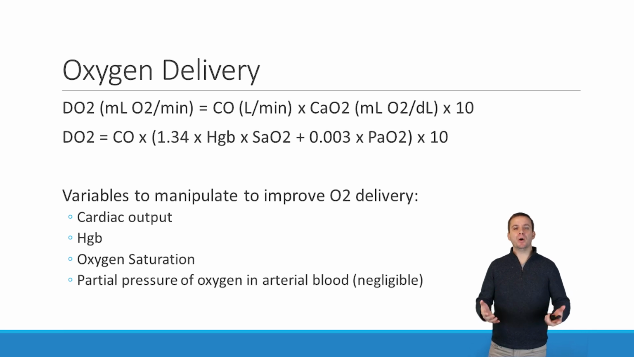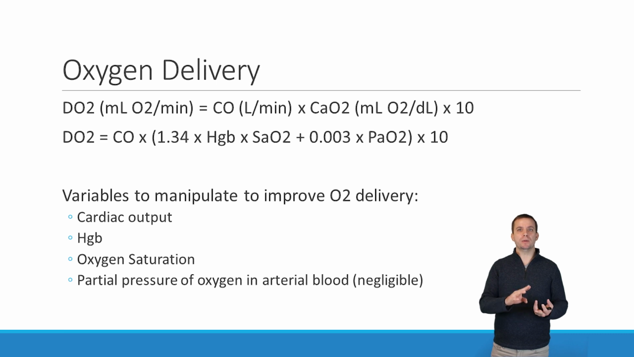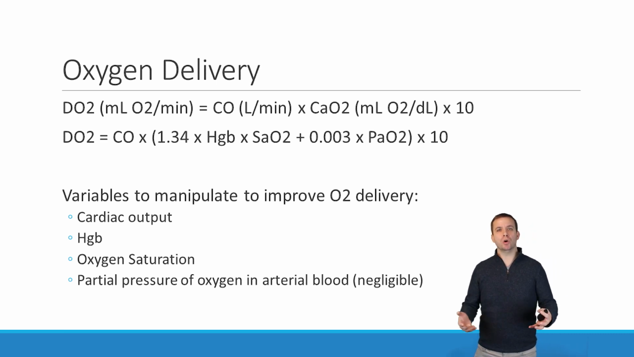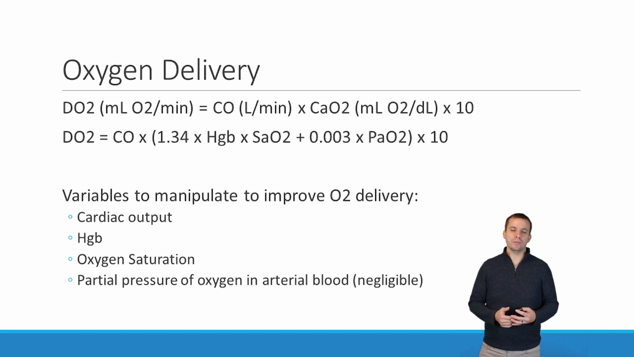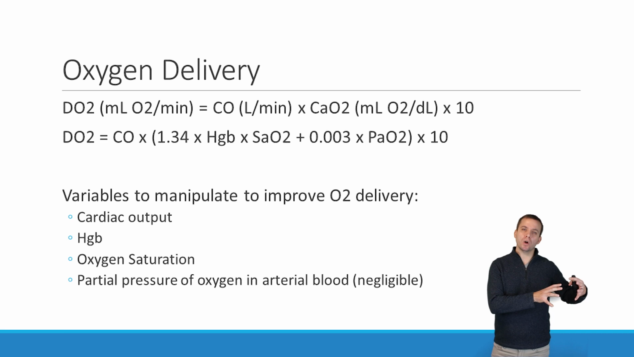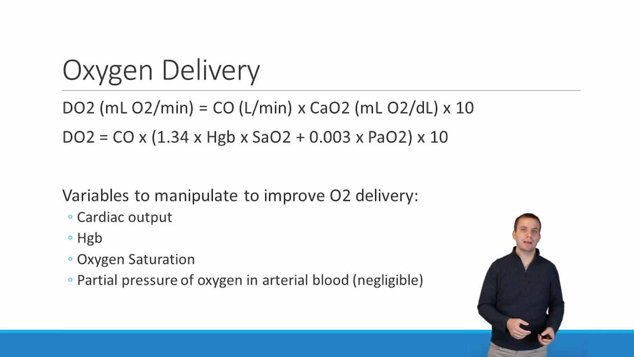The main components to delivering oxygen are then going to be cardiac output, hemoglobin, and oxygen saturation. Partial pressure of oxygen is so low, you're multiplying it by 0.003. It's going to be pretty negligible for you to be able to do anything with it. So cardiac output, hemoglobin, oxygen saturation, anytime you're trying to increase oxygen delivery, that's what we're really going to focus on: what can I do to increase these things if I don't feel like I have enough oxygen delivery.